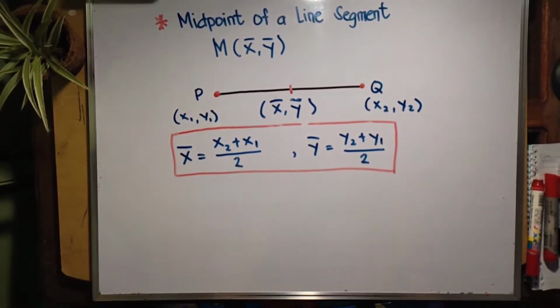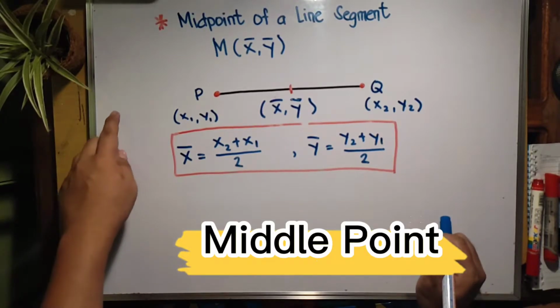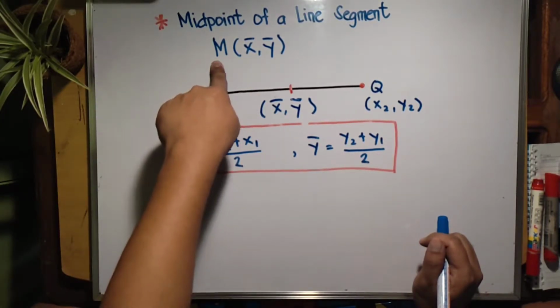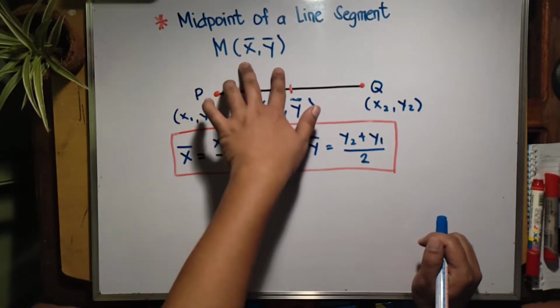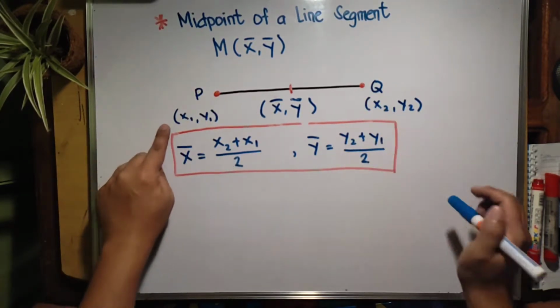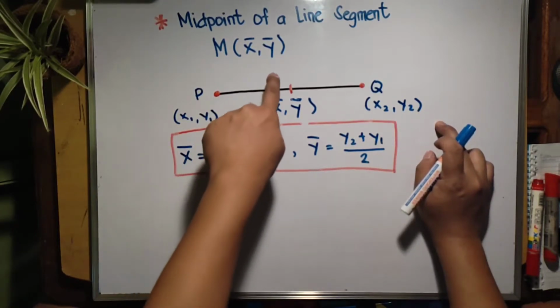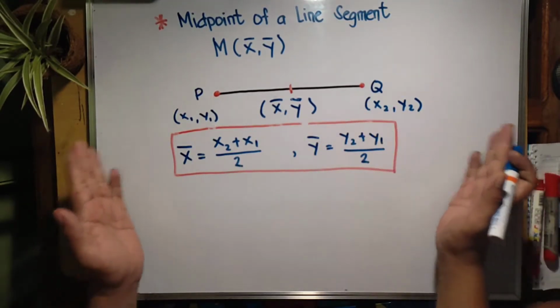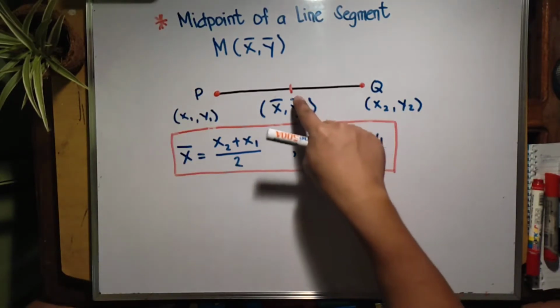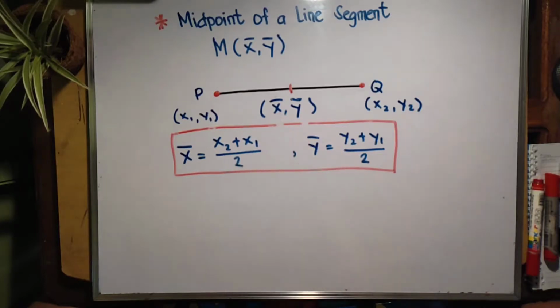Okay, now let's have this midpoint of a line segment. When you say midpoint, it is just the middle point of this line segment, which is denoted as capital M, X bar, and Y bar. Now say for example we have this line segment PQ with the points X1, Y1 and X2, Y2, and the midpoint, which is something in between of this PQ, which is, say for example, this point. We denote that as X bar and Y bar.